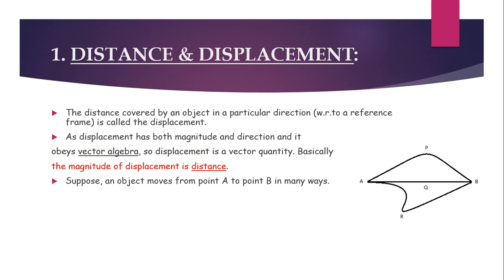Suppose an object moves from point A to point B in 3 routes. First, A to B via P, A to B via Q, and A to B via R. Now, the displacement of the object will be the shortest distance from the initial point to the final point. Here A is the initial point, and B is the final point. So here our shortest path is the straight path, that is A to B via Q.